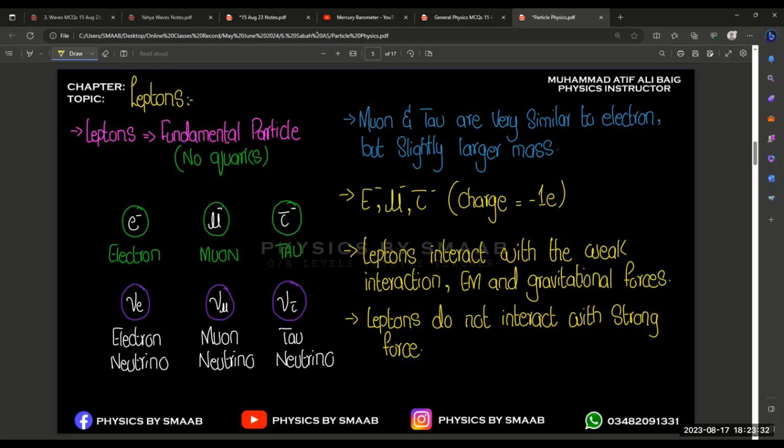Okay. So this is the concept of lepton. So just remember the names of these leptons, some properties of leptons, and the definition of leptons, right?